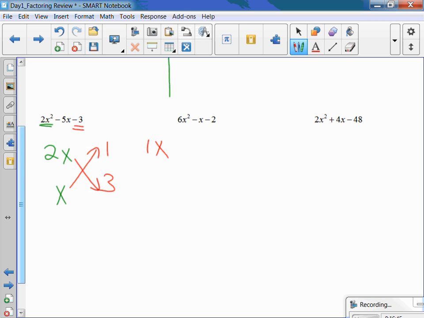I know that minus 3 tells me opposite signs. One of them has to be positive, one of them has to be negative. And at the same time, that middle term tells me what I'm looking for. I'm looking for that negative 5x. So who would I associate with a negative? Who would I associate with a positive? Absolutely. Negative 6x plus 1x gives me that negative 5x, which I needed to find.